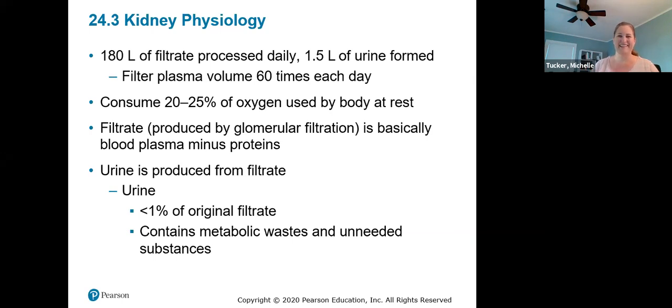But the vast majority of that is going to be returned to our circulatory system, or else we wouldn't survive very long. The kidneys do have a very high oxygen consumption rate, and this is due to there being a lot of active transport. The majority of that active transport is going to be of sodium. We'll be covering that today as well.